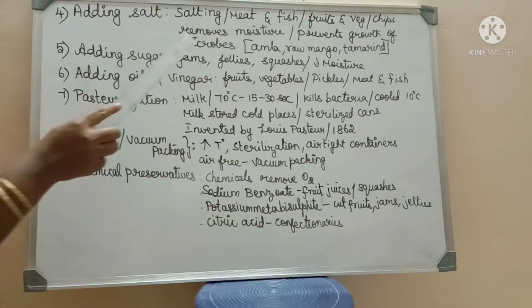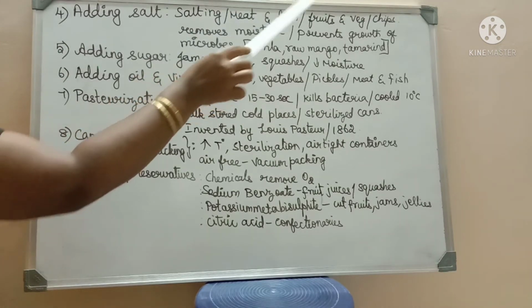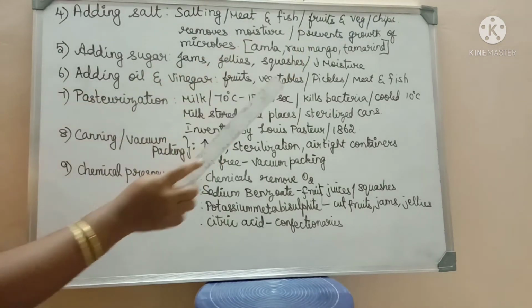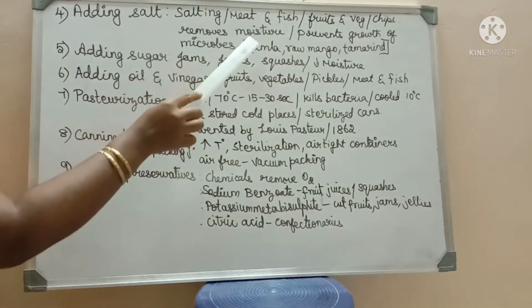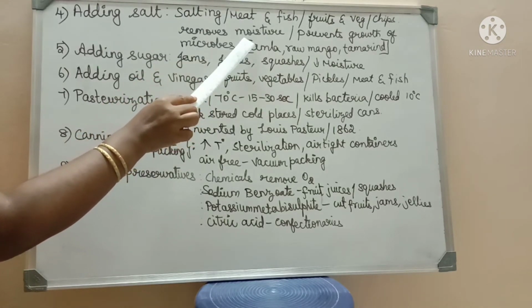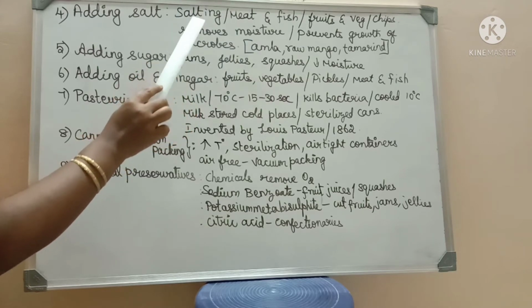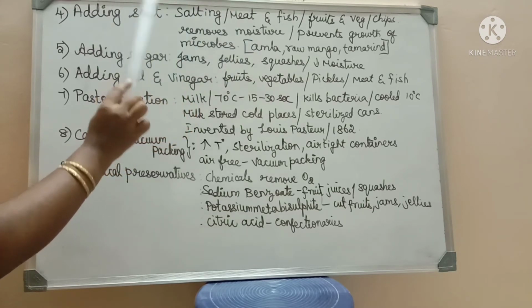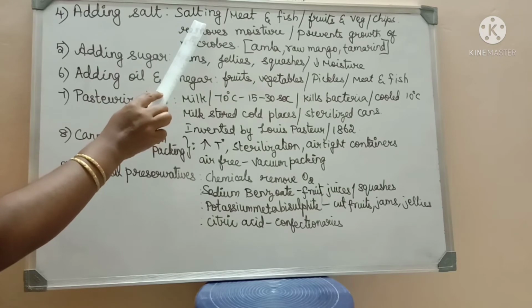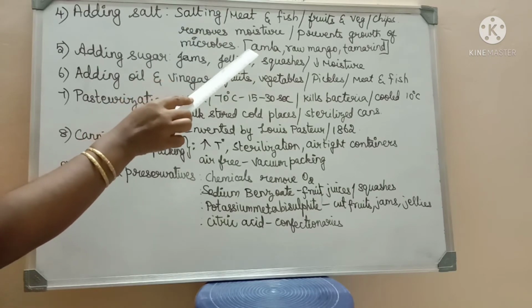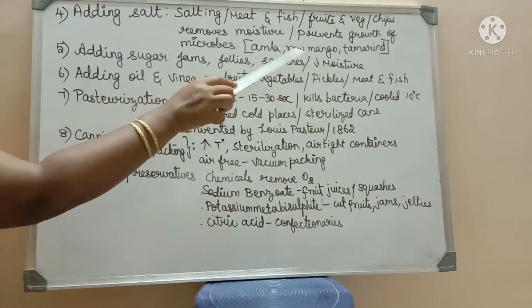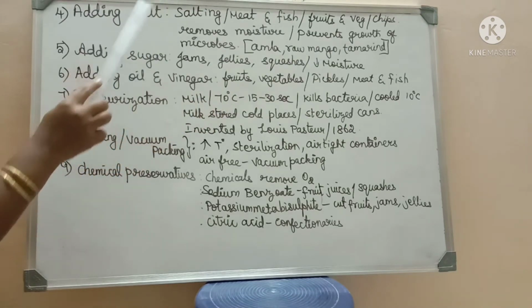When salt is added to meat, fish, fruit, vegetables or chips, it removes moisture, which does not favor the microorganisms to multiply. That process is called salting. Adding salt to the food item is called salting. Usually at home we preserve amla, raw mango and tamarind using salt.